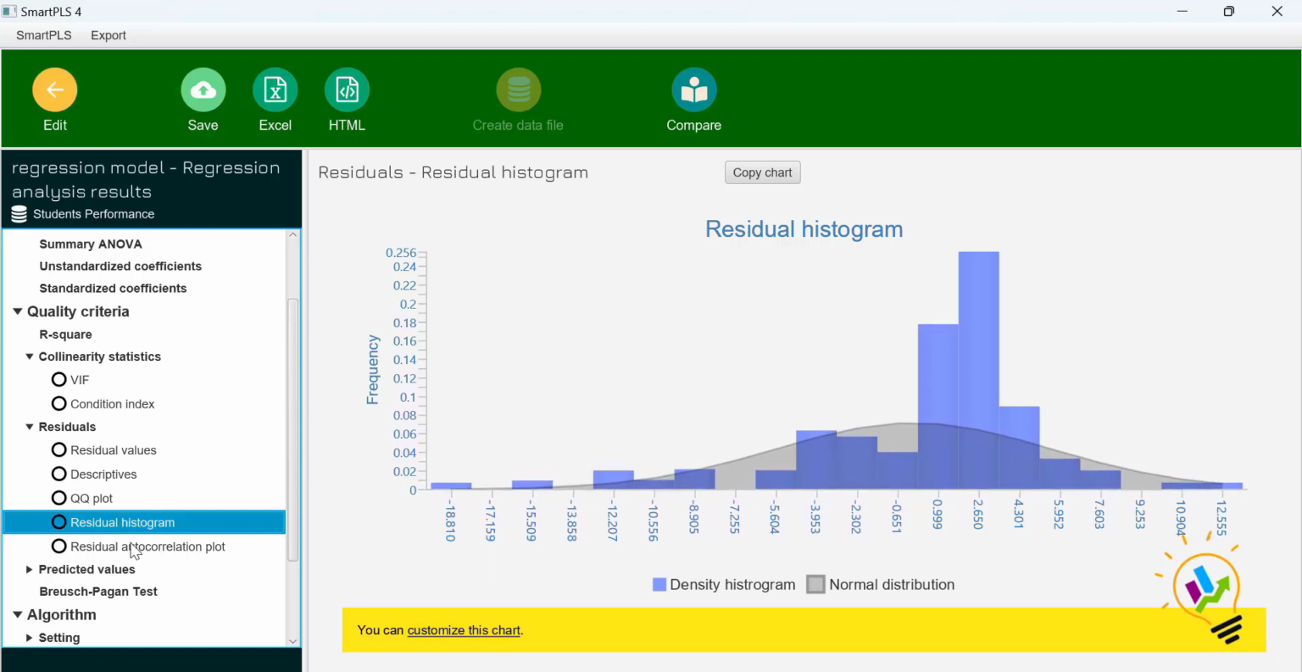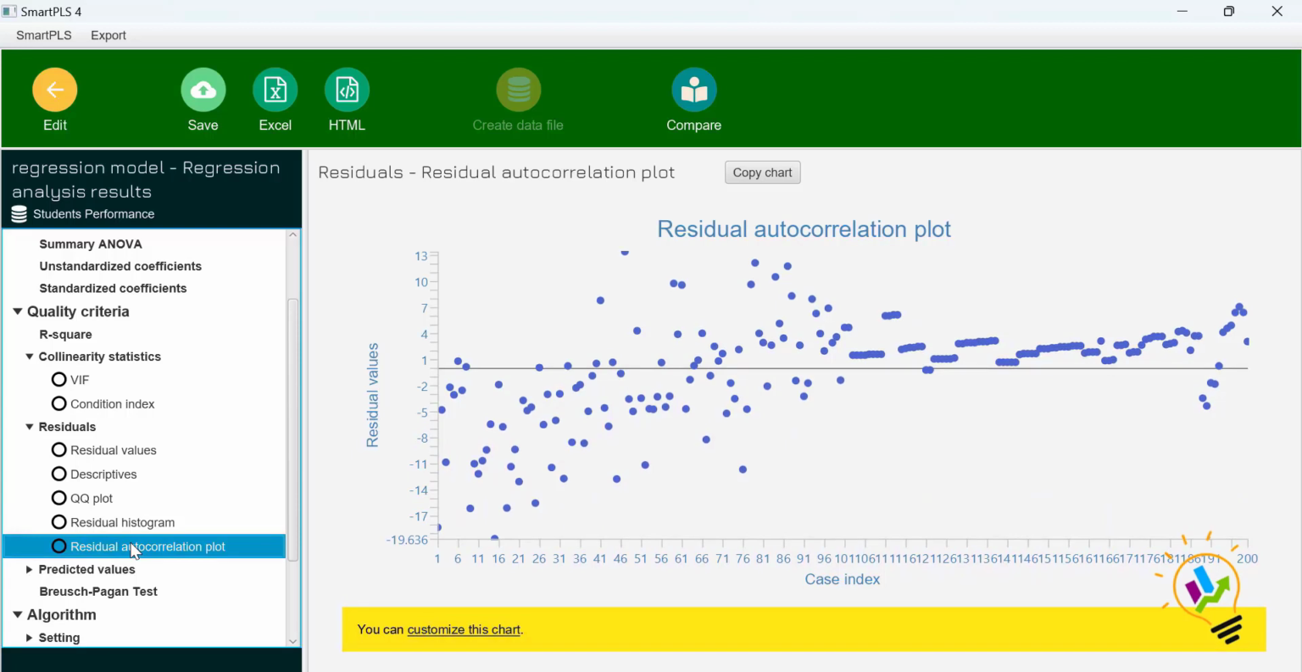Next we will see about the residual autocorrelation plot. It shows the correlation between the residuals from a linear regression model at different lags. A good residual autocorrelation plot will show a random scatter of points around the line 0. This means that there is no correlation between the residuals at the different lags. This is the line at 0, and the data must be distributed uniformly around the line.